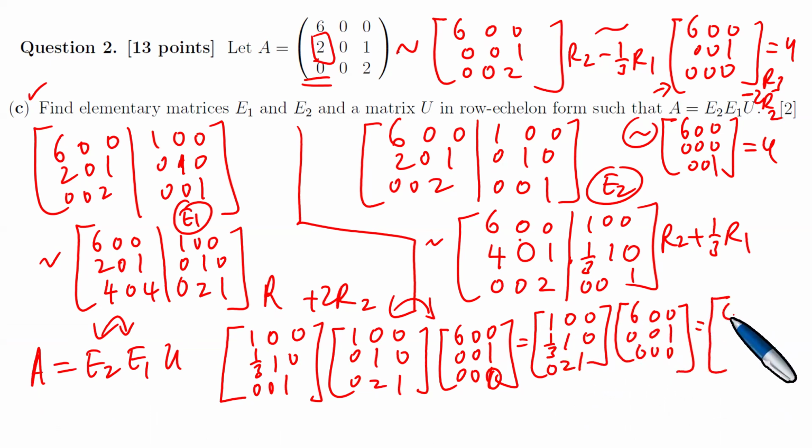You multiply this with that, you get a 6. This with that, you get a 0. This with that, you get a 0. This with that, you get a 2. This with that, you get a 0. This with that, you get a 1. So this with that, it's a 0. This with that, it's a 0. And this with that, it's a 2. So it's working. Okay. So it's working.